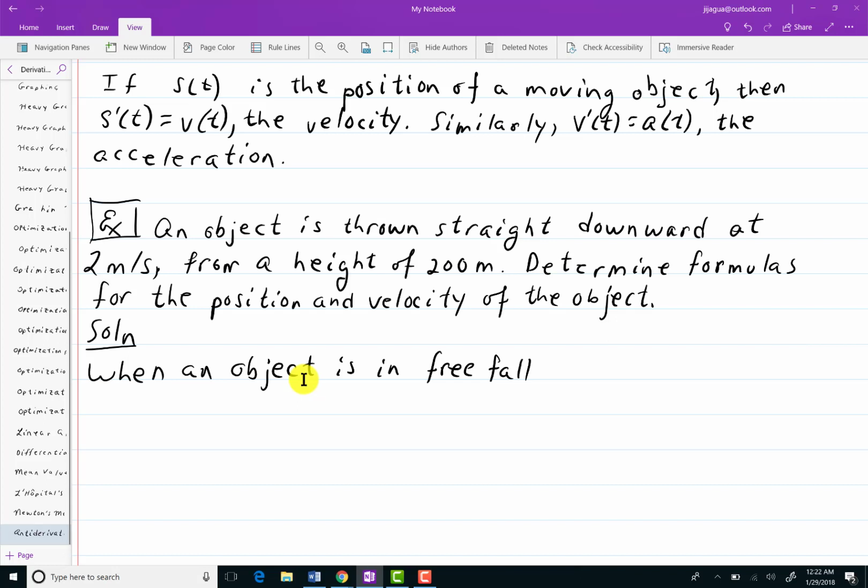Even though you took the object and threw it downward, in this case, it's still considered free fall because the moment you let go of the object, there is no force acting on the object except gravity.